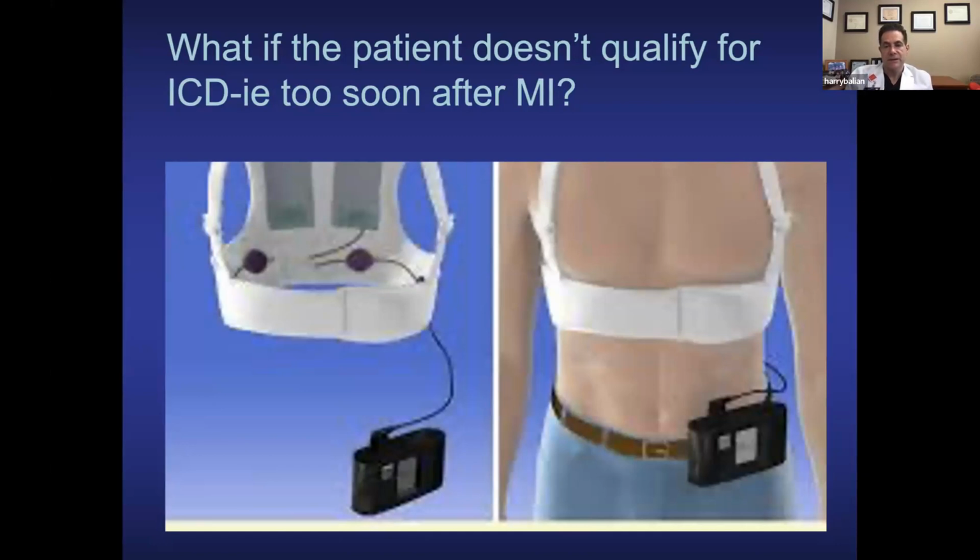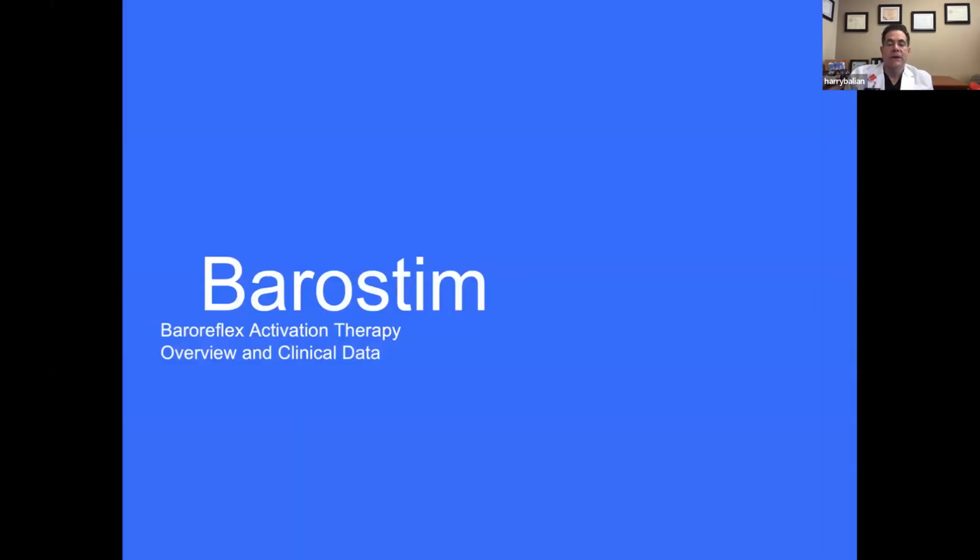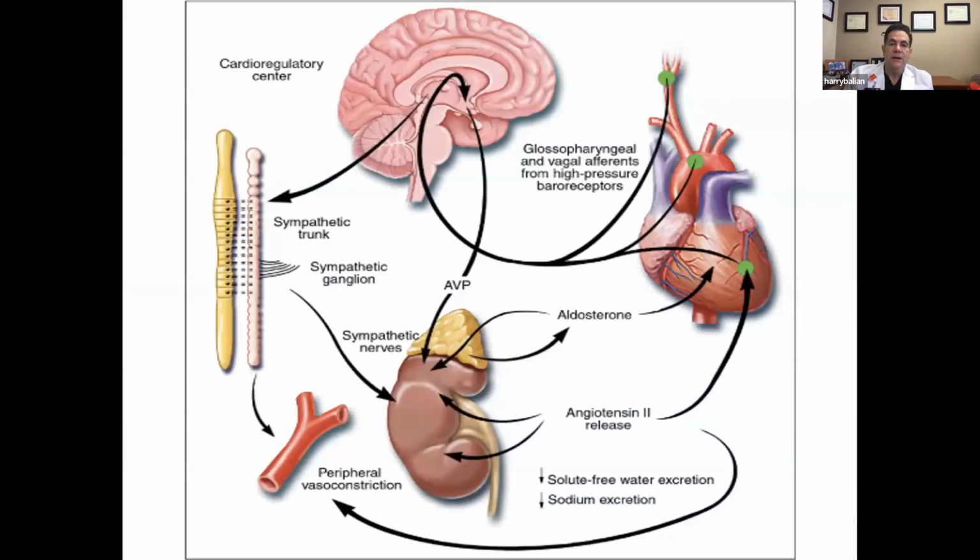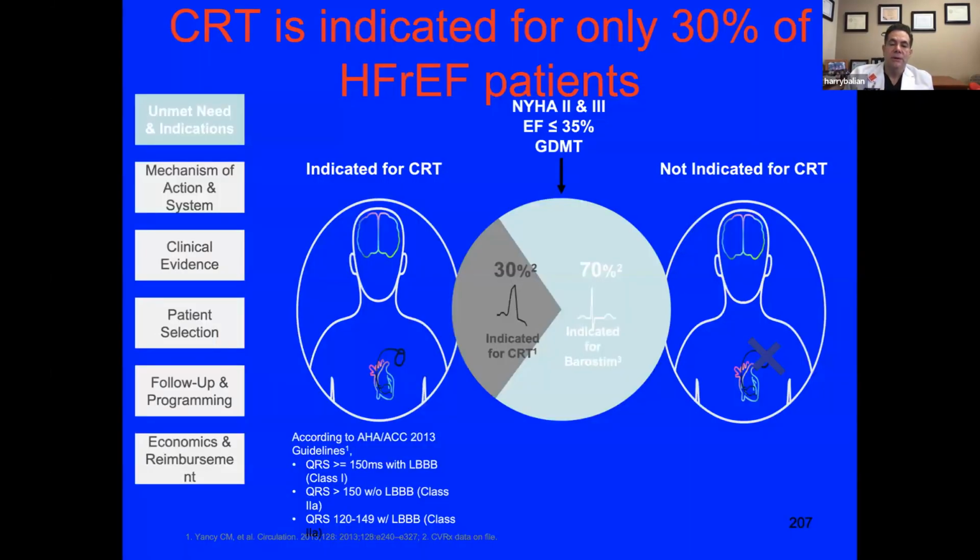So this is basically a tragedy, and a LifeVest can be a lifesaver. The Barostim device is basically baroreflex activation therapy. It goes on the carotid bulb, and it is indicated for about 30% of HFrEF patients. Those are the patients who don't qualify for CRT. They're still in heart failure, and CRT is not indicated.